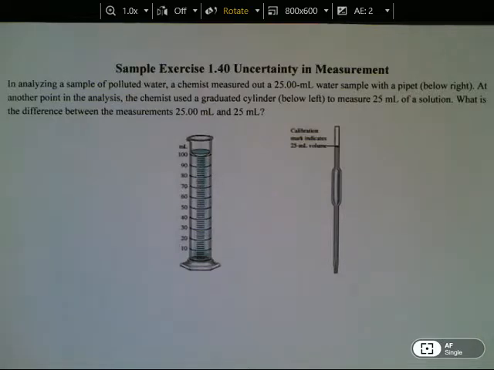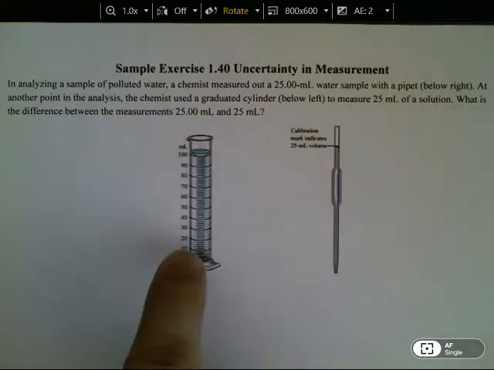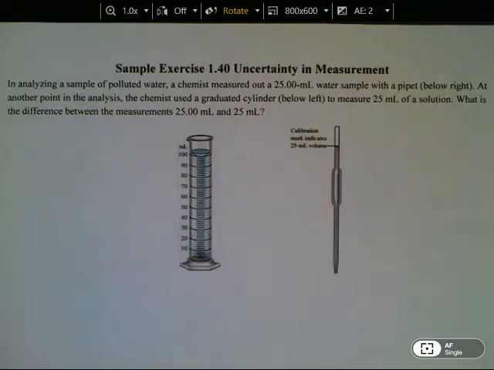All right, AP, let's look at our sample problem talking about uncertainty in measurement. The sample problem reads, in analyzing a sample of polluted water, a chemist measured out 25.00 mL of a water sample with a pipette. If you're not sure what a pipette is, it's pictured in the figure below right there. At another point in the analysis, the chemist used a graduated cylinder, right there, to measure, again, 25 mL of the solution. What is the difference between the measurements 25.00 mL and 25 mL?